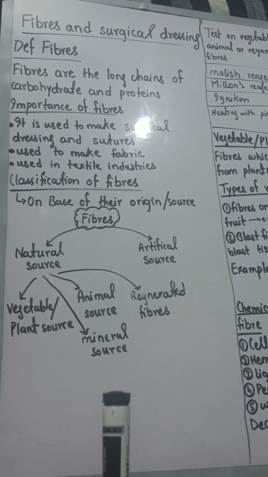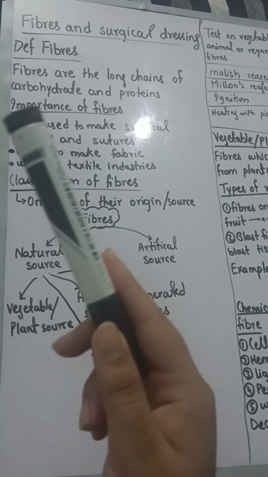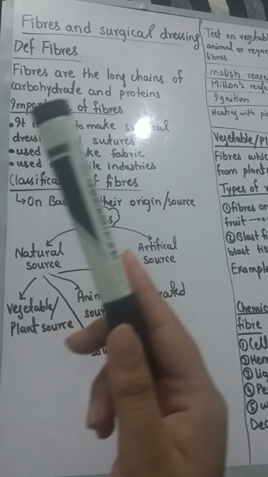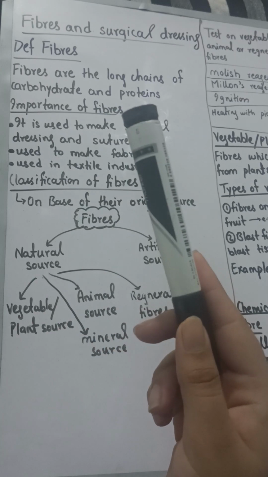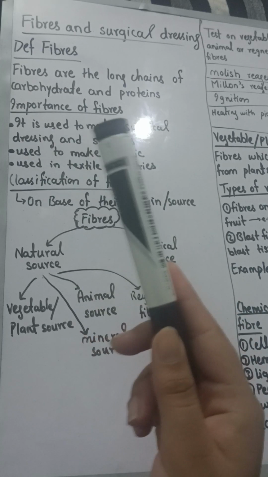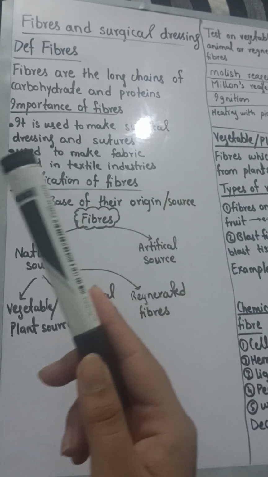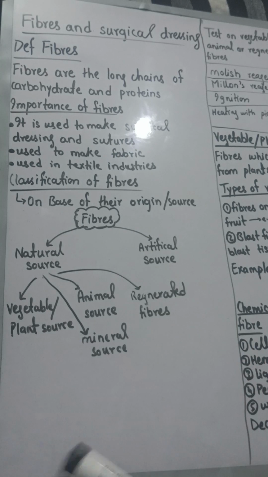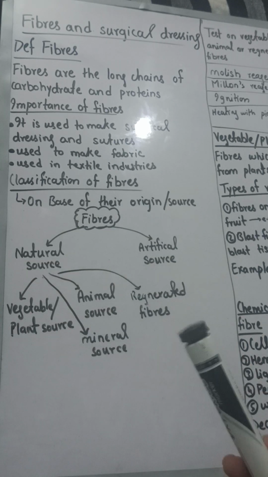Now, first of all, I am going to start with the definition of fibers. So, what are fibers? Actually, they are long chains of two macromolecules, the basic units, which are carbohydrates and proteins. So, what is the importance of fibers in our life? They are used to make surgical dressings and structures. Various kinds of dressings which are used in surgery, these fibers help to make them. Second, they are used to make fabric, and third, they are used in various textile industries.